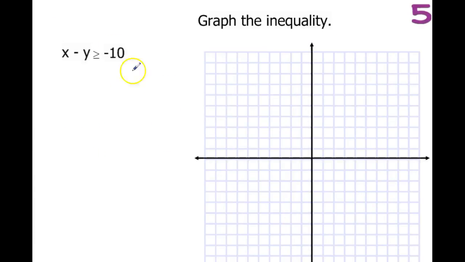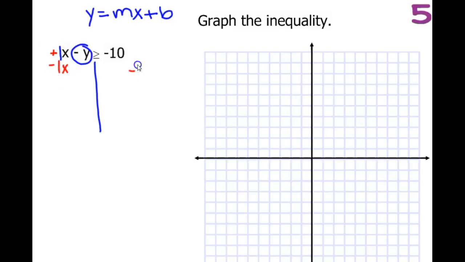So let's try another one. What's wrong with this graph though? We need to graph y equals mx plus b, so we actually have to solve for y. So leave the y here. I'm going to move this x, that's really a 1x. It's a positive, so I need to do the opposite and subtract 1x.